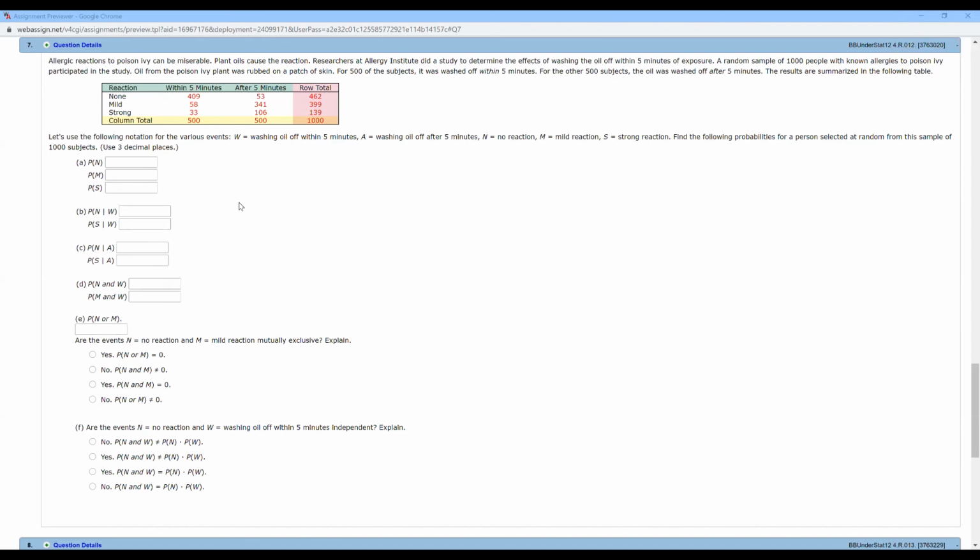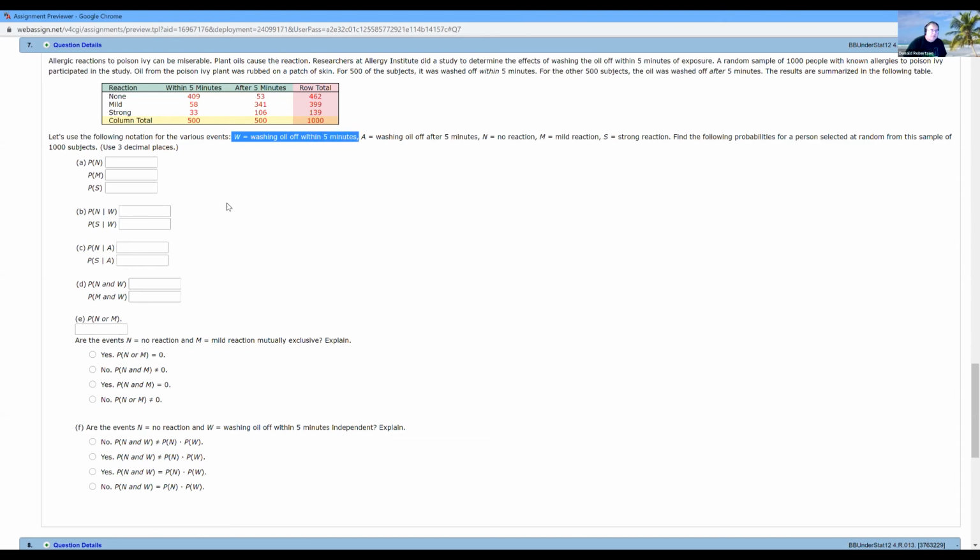Yes. The problem is these numbers may not be yours because the book changes the numbers all the time. Is that what happened to you? Let me see. Yeah, they're a little bit off. So I can only show you what I would do, but you have to do it with the numbers you've got, right? So the first question you had a problem with was B, and it says, what's the probability that you get none given that it's a W? So I have to figure out what W is. W is washing the oil off within 5 minutes.